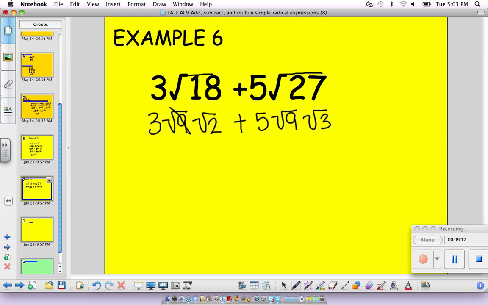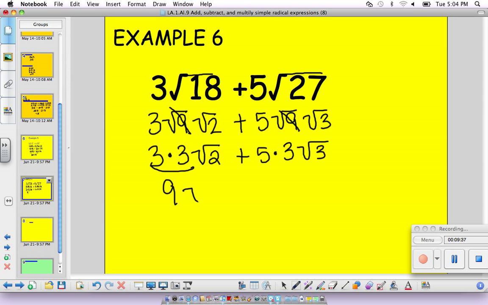The square root of 9 is 3, so I have 3 times 3 times the square root of 2 plus the square root of 9 is 3, so I have 5 times the square root of 3 times the square root of 3. I can multiply here, and I'm going to have 9 times the square root of 2 plus 15 times the square root of 3. These are not like terms. The numbers under the radical are not the same. I can't combine these. This is the end of the problem. It's in simplest form.